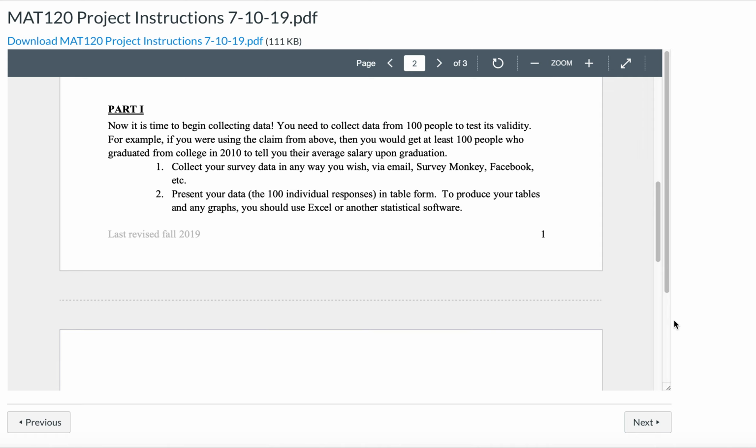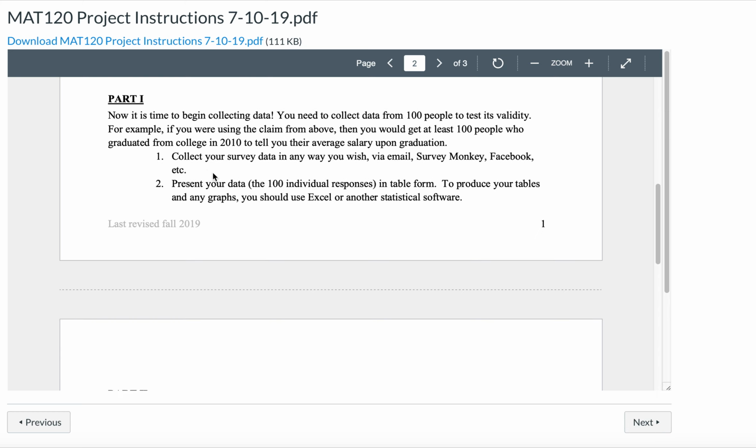First we're going to go through the instructions, and then we're going to go through the rubric, and then I'll have a separate video that walks you through that APA template we talked about. So in part 1 of the project, you're collecting your data, which you should be done with by the end of this week so that you can submit it.